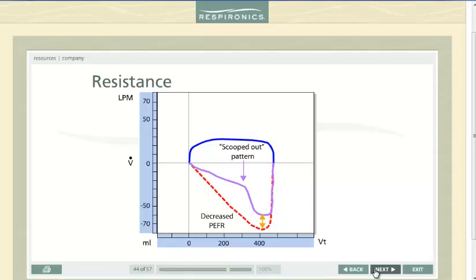Clinicians utilize this waveform to evaluate the effectiveness of bronchodilator therapy. As the medium and small airways open, the peak expiratory flow rate will increase and the expiratory flow pattern will return to normal, depicted by the broken red line here.